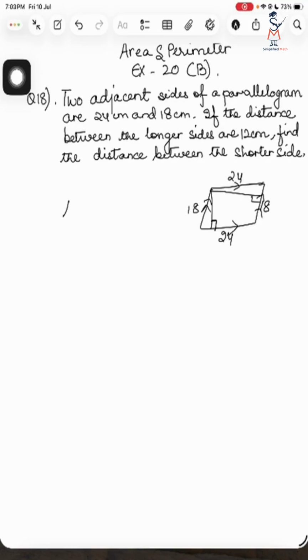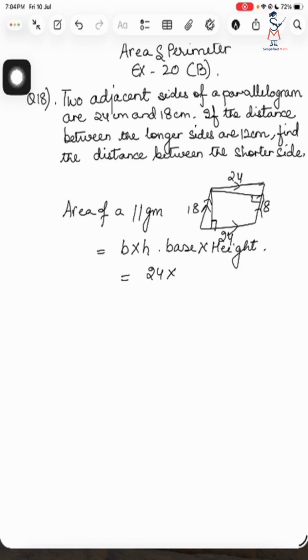As we know that the area of a parallelogram is base into height, right? That is base into height. Fine. So what is the base? The base is 24 and the height is 12, given. When the base is 24, the height between the two sides is 12. Fine. This is the area of the parallelogram.